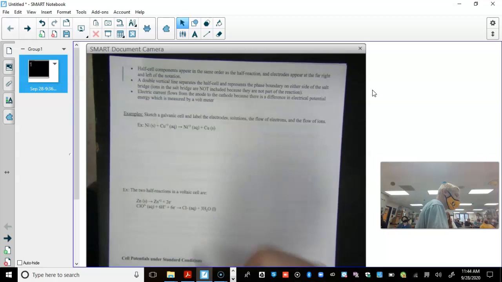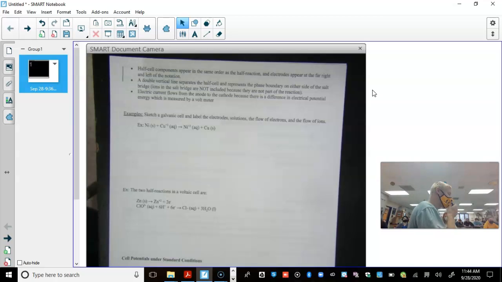So, here's an example question. It says, sketch a galvanic cell and label the electrode solutions, the flow of electrons, and the flow of ions. Alright, so first of all, what we need to do is make some half reactions for this. So we got redox, or oxidation and reduction half reactions.